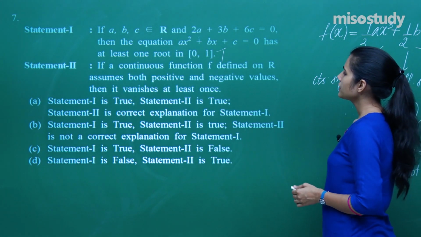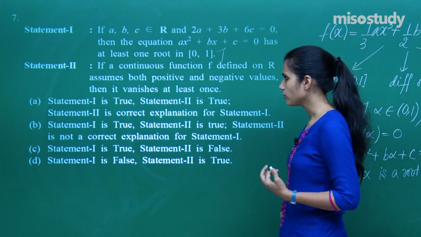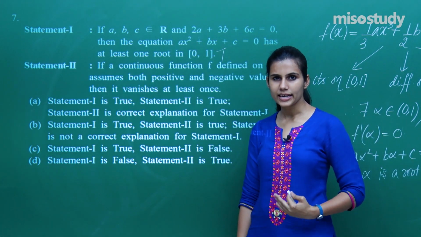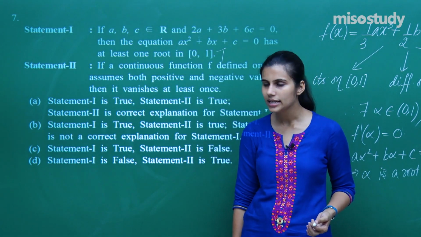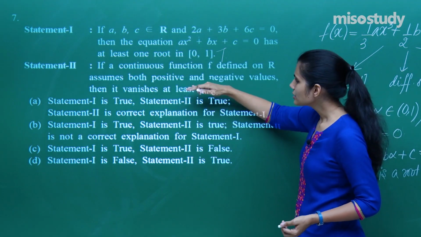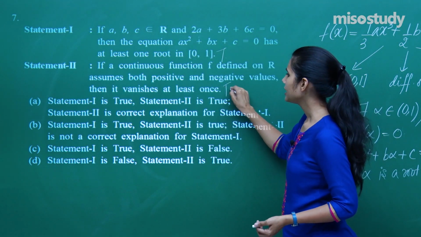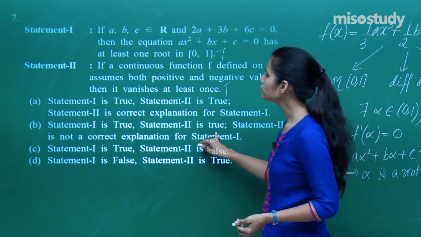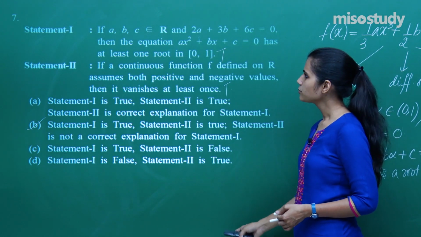Next says, if a continuous function f defined on R assumes both positive and negative values, then it vanishes at least once. Yes, of course, this is true, that if a function is assuming both positive and negative values, then to go from positive to negative, it has to intersect the x-axis at least once, and therefore it definitely has a root. But this is not giving you any kind of implication for statement 1. So I can say that statement 1 is true, statement 2 is true, statement 2 is not a correct explanation for statement 1. Let's move on to the next question.